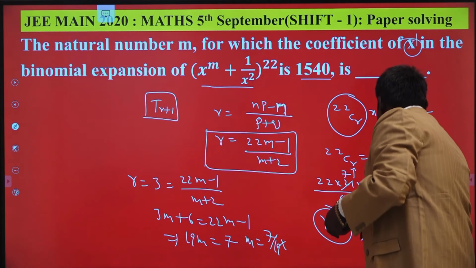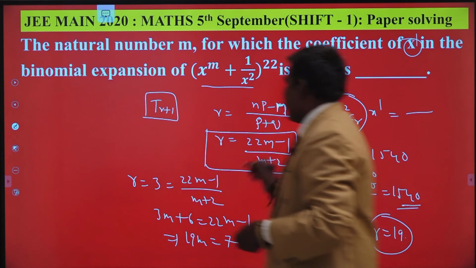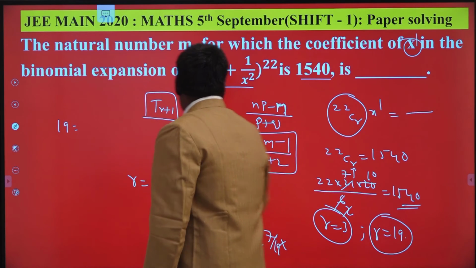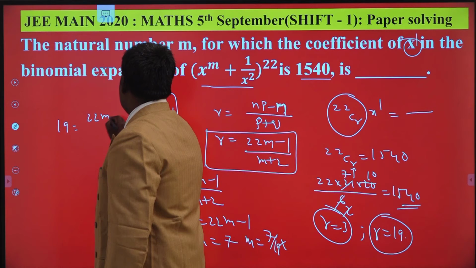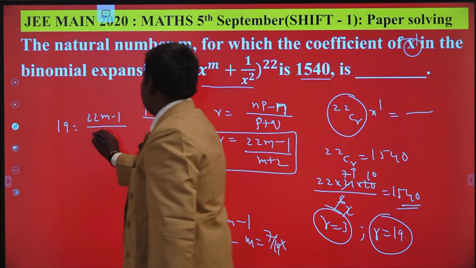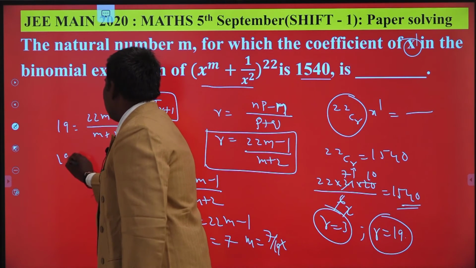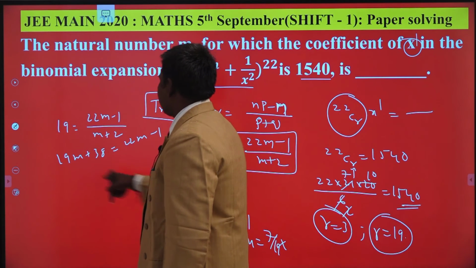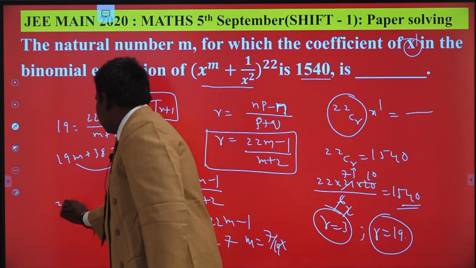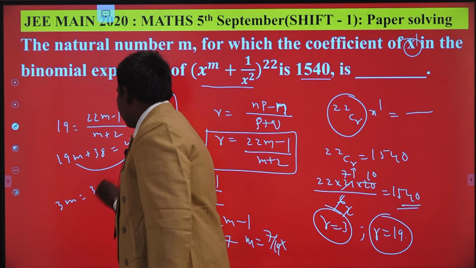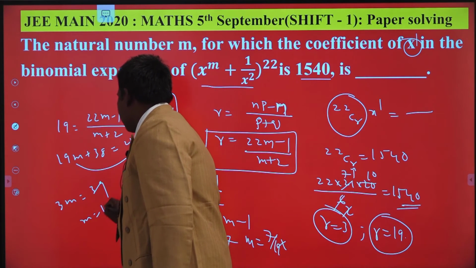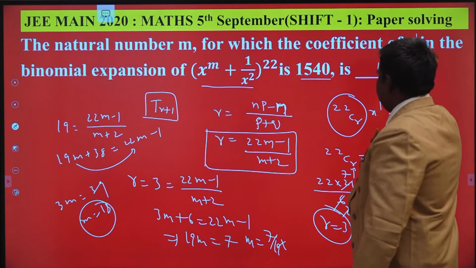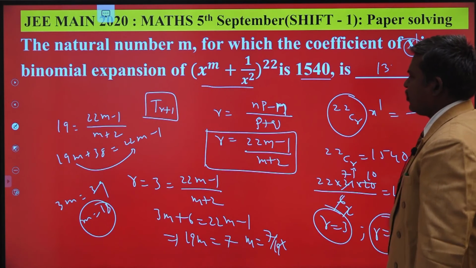So you have to take r equal to 19. Let us see. When r is equal to 19, 19 equals (22m minus 1) by (m plus 2). 19m plus 38 is equal to 22m minus 1. This is 3m equals 39. So m is equal to what now? 13. The value of m is 13. In this manner we have to crack this one.